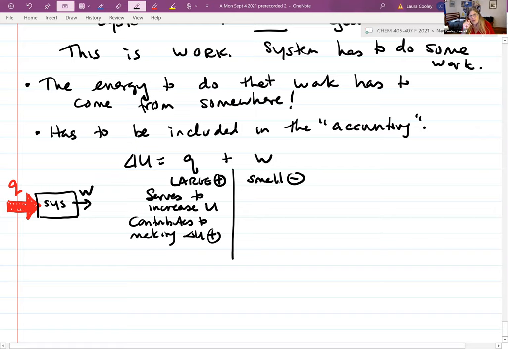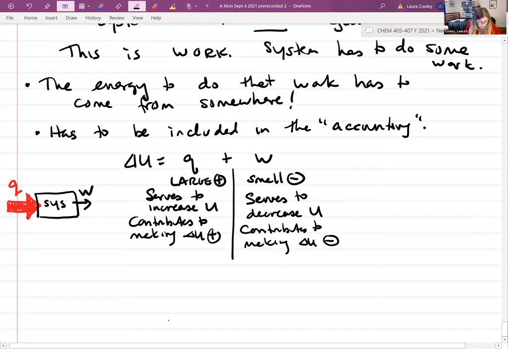So in the future, you'll see when something increases the system's internal energy, the arrow is going into the system, because the arrow really represents energy. When the system does work, it requires energy, so it's going to expend that energy, right? So the small negative work serves to decrease U. So it contributes to making delta U negative. Well, the large term wins, okay? Overall, delta U is quite positive for this process.